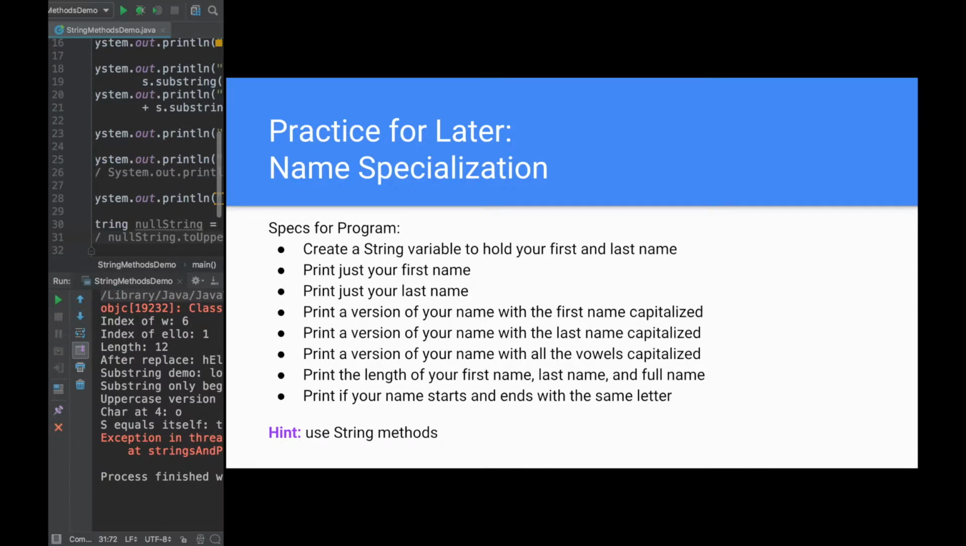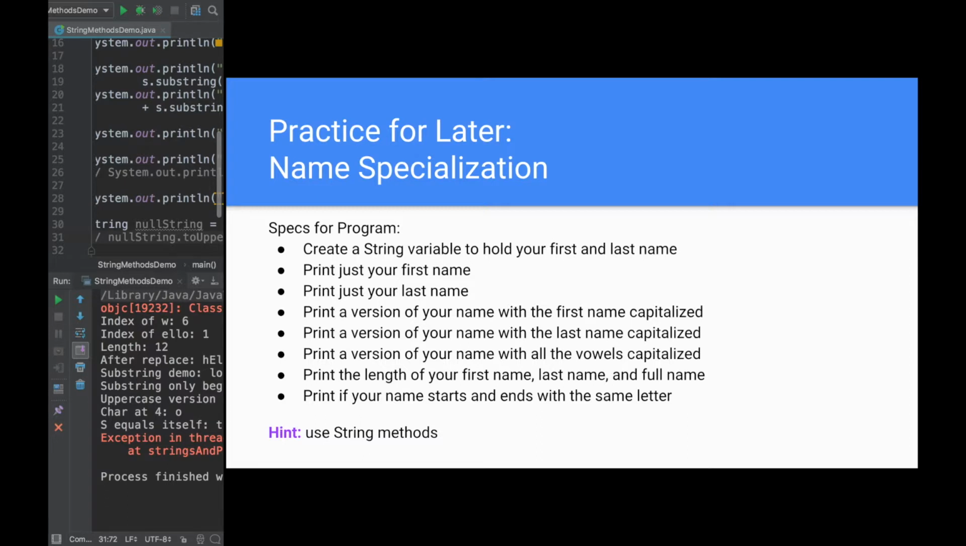And that's it. Strings are pretty straightforward. This is a practice problem for later, and it's about name specialization. So for it, you'll create a string variable that holds your first and last name, and then print just your first name, and print just your last name.